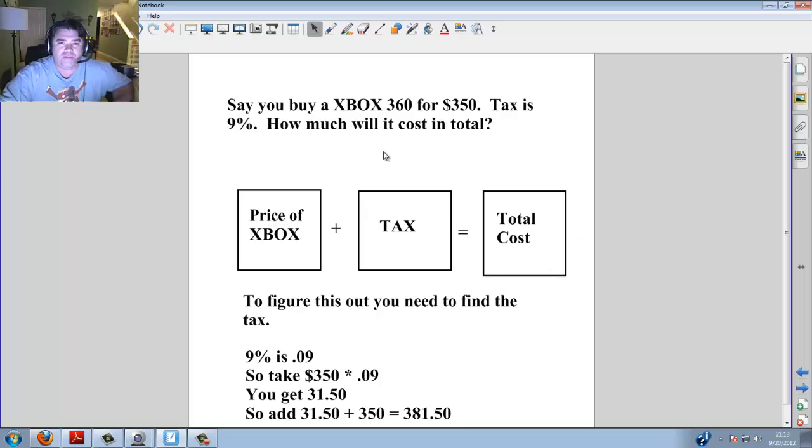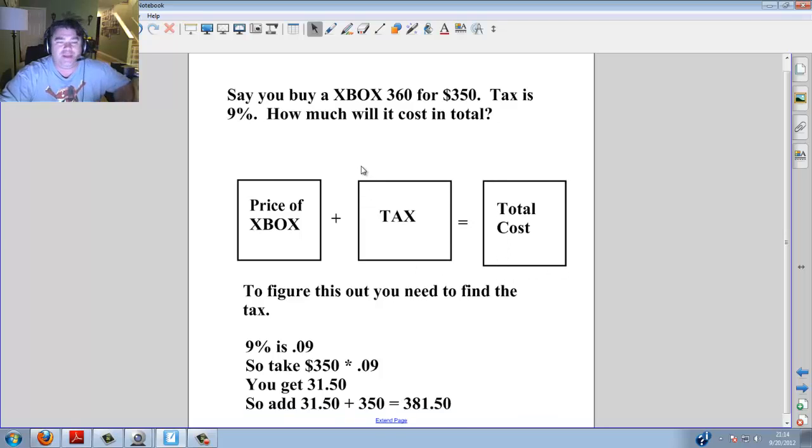Put here the price of the Xbox is $350. We just need to take that times 0.09 to get the tax on that. So 9% is 0.09, so take 350 times 0.09, and you get $31.50. So that's the tax you have to pay with the cost of the Xbox. So 350 plus the 31.50 equals $381.50.